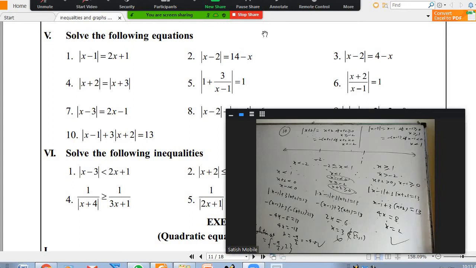In the ninth one, we got an interval. I'll explain why we got an interval, not 1 or 2 numbers.